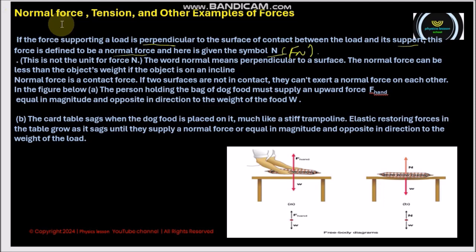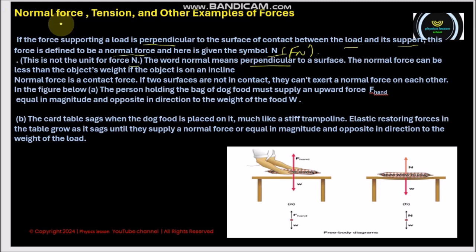That means if the force supporting the load is perpendicular to the surface between the load and its support, we call it the normal force. Good. This is n, and the symbol n is not the unit of force, it's just to say normal force. The word normal means perpendicular to the surface.